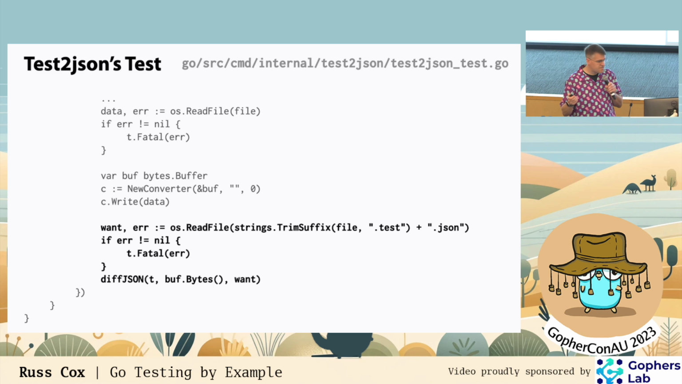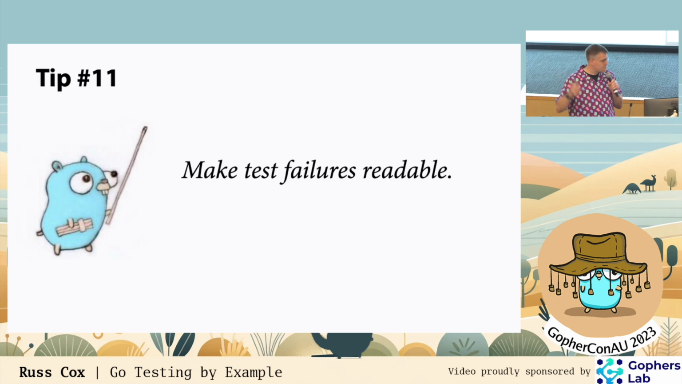Tip number 11 is to make test failures readable. There we go. Rewinding a bit, we've already seen some readable test failures with binary search.